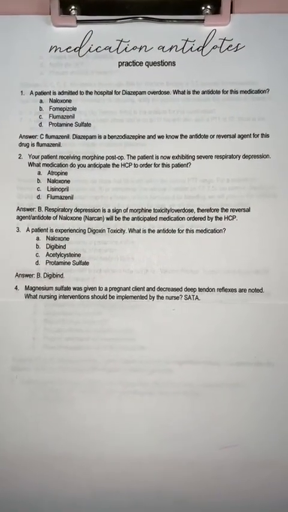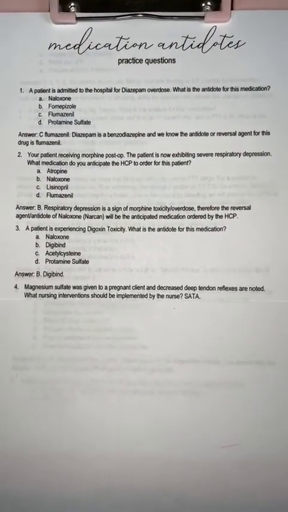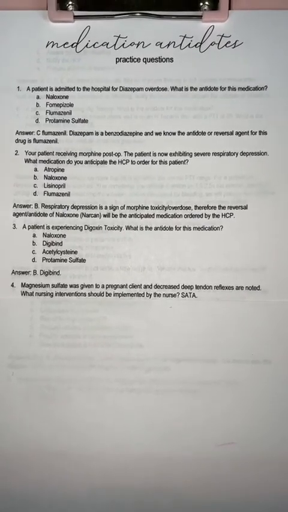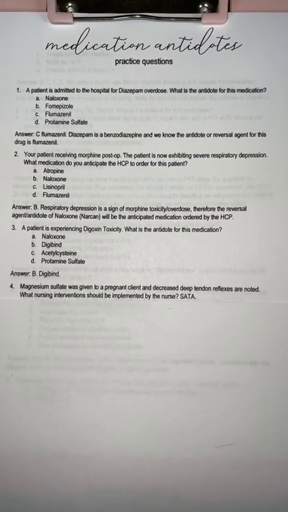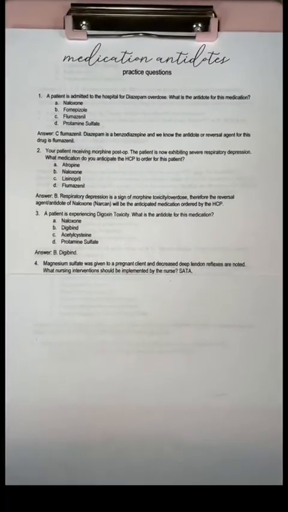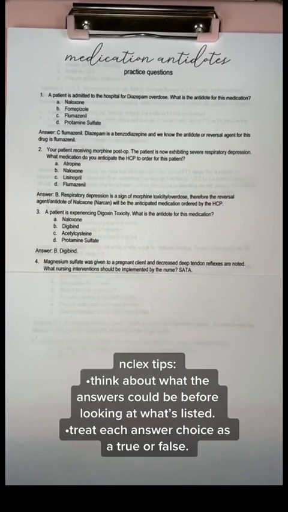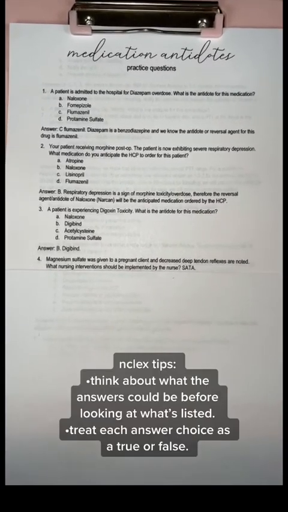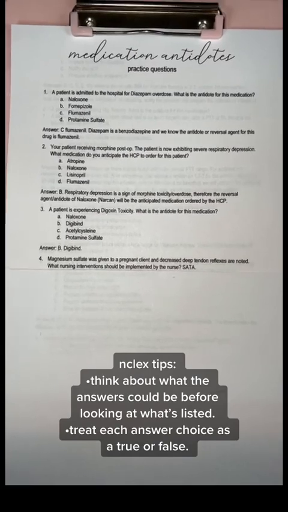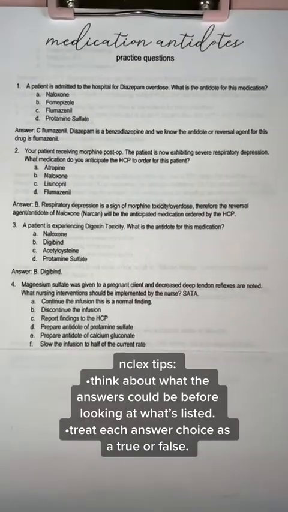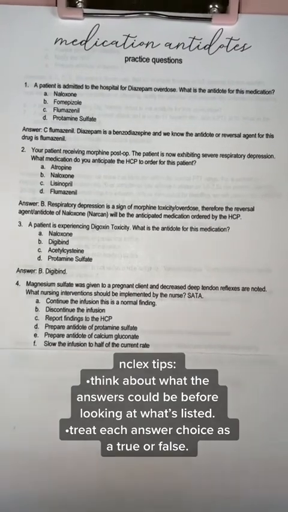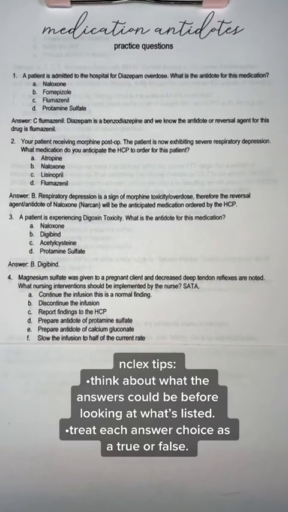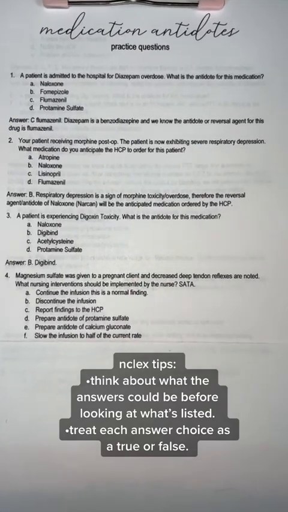Okay, number 4. Magnesium sulfate was given to a pregnant client and decreased deep tendon reflexes are noted. What nursing intervention should be implemented by the nurse? Select all that apply. So a good trick for select all that apply questions, especially on the NCLEX, is to cover up the answers or not look at them and just think to yourself what the answers might be prior to looking at the answers that they give you. Another good strategy is to treat each one like a true or false as its own individual answer. So go ahead and take a moment.